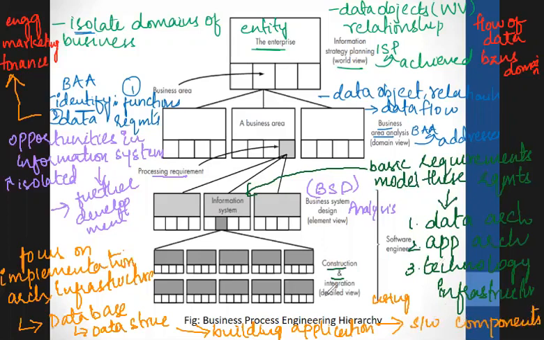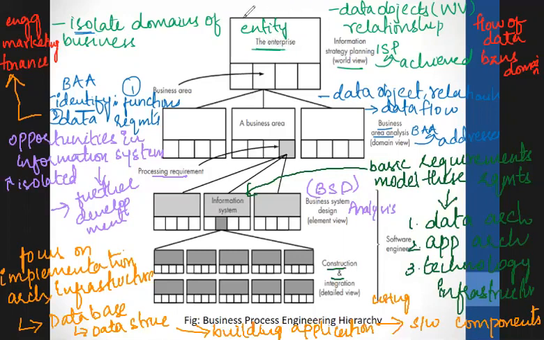So this is the entire business process engineering hierarchy. Now a quick recap. Within the first phase, what is going to happen? This worldview is achieved by information strategy planning. This information strategy planning is going to view the entire organization as one single entity. That is why the name is given as enterprise.